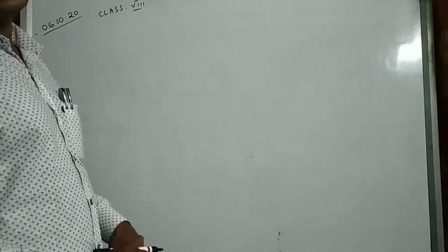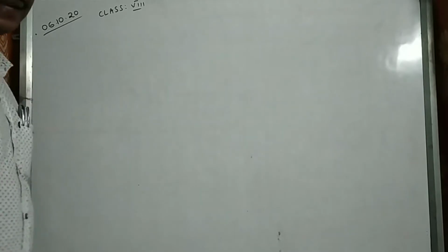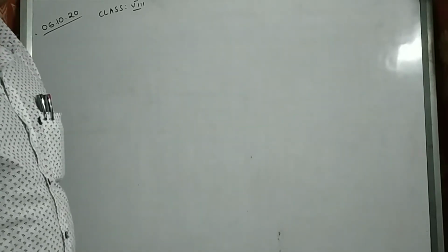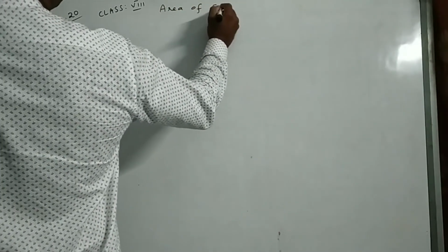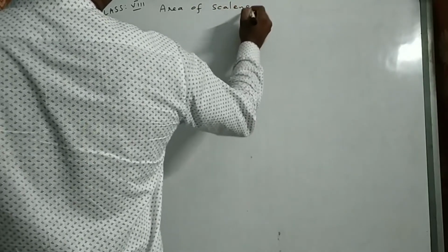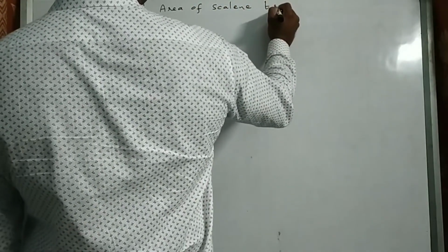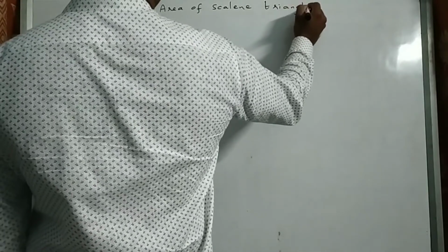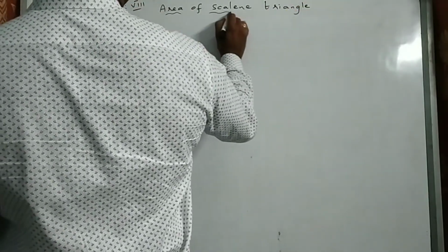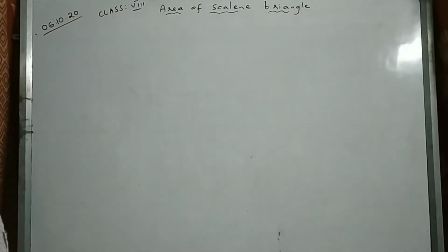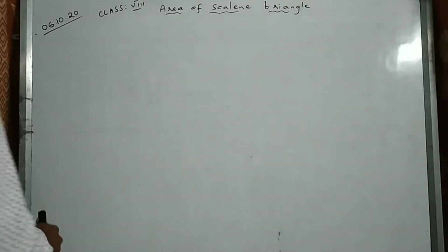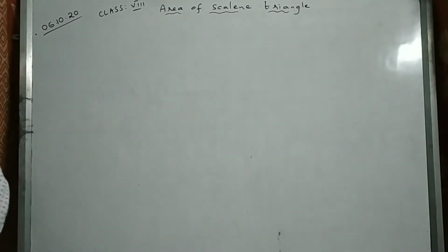So far we have seen the basic concepts of triangles, types and its areas. Today I am going to say the area of scalene triangle. Already I told you the formula for finding area of scalene triangle. What is the formula to find area of scalene triangle? Delta is equal to square root of s into s minus a into s minus b into s minus c, right? You will see one problem here.